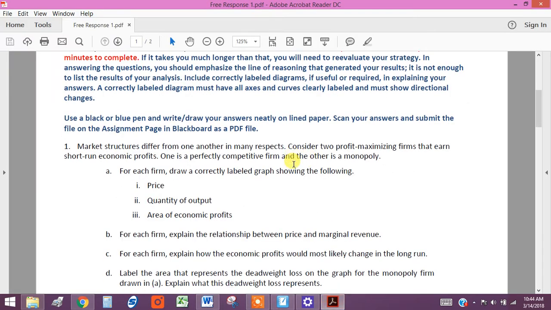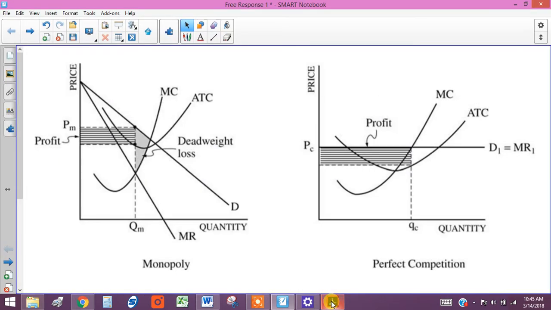So they want you to, for each firm, make sure that you label the price, the quantity of output, and the area of economic profits. So what you're going to want to do is this. You're going to want to make sure that you've got your quantity, a monopoly. You can call that Q, or you can call it QM, is marked here. Your price is marked here.